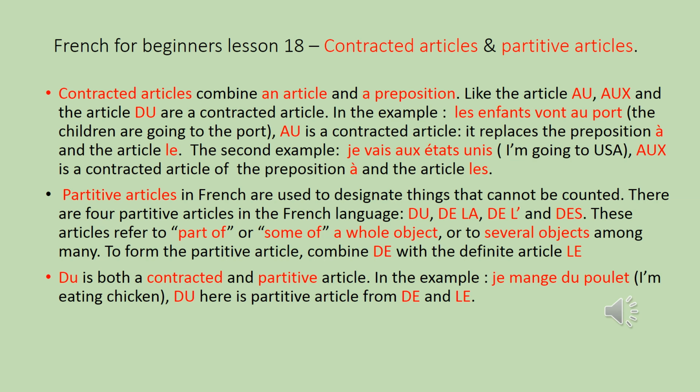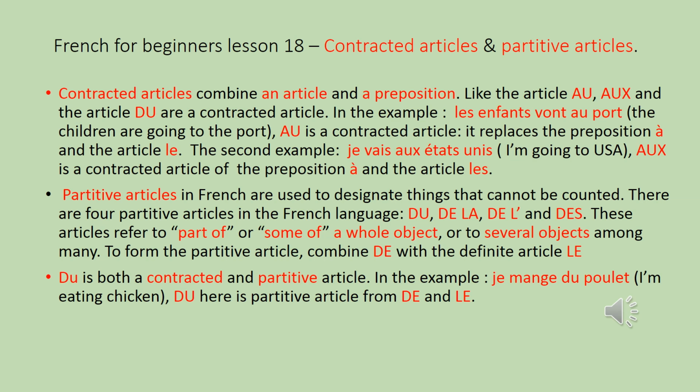So you have seen there, au port. Vont is the verb to go. We have already conjugated the verb to go, V-O-N-T, and you know that is the verb to go. Then you have the AU there, the contracted article, AU. Les enfants vont au port. If you were to translate it directly into English, it would have been like this. The children are going to the port. So it's actually the same as the translation that you are seeing in brackets.